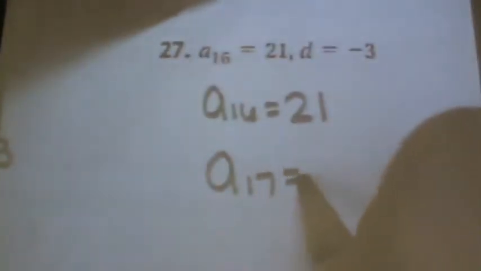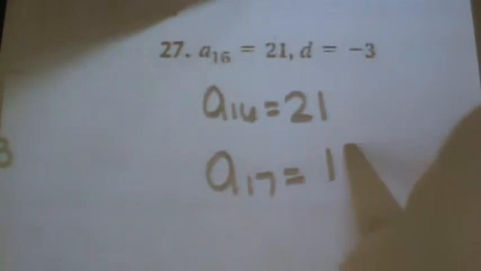27. If you know the 16th term is 21, and you're going down, the d value is minus 3, how do you get the 17th term? Minus 3. Minus 3, what do you get? 18.